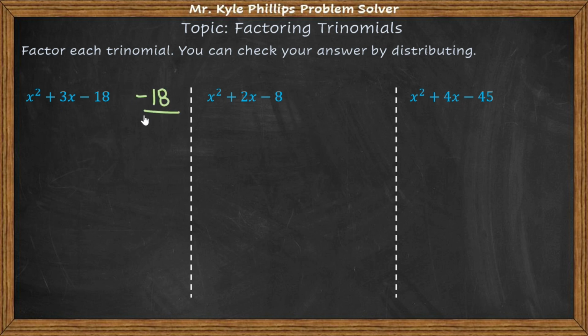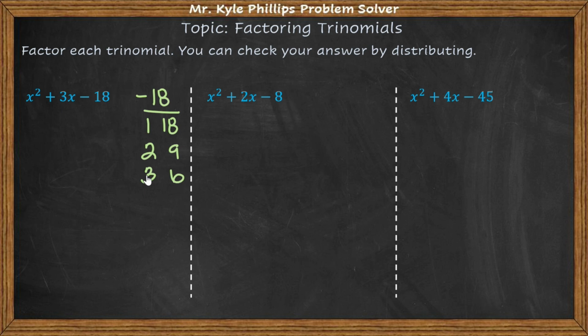So let's think about this. What are the multiples of 18? Let's start with the obvious. 1 and 18. Can I combine these to get 3? No. All right, go to the next one. 2 and 9. Can I combine these to get 3? No, I can't. All right, go to the next one. 3 and 6. Can I combine these to get 3?